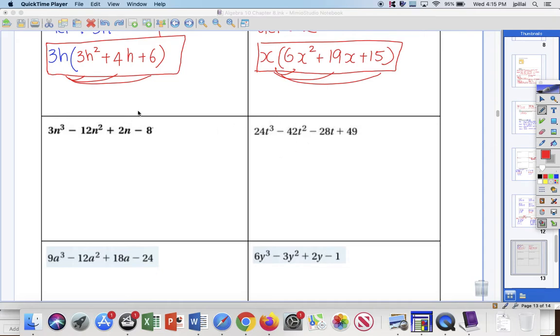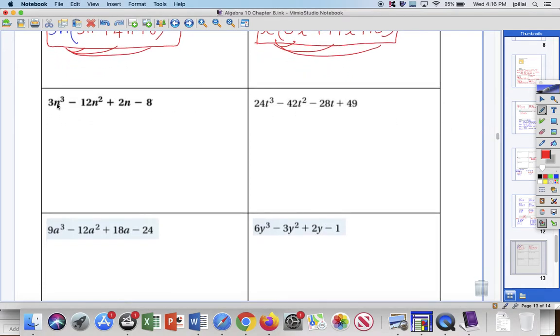All right, guys. So now we are looking at part two of the last section, 8.8, where we are factoring cubic expressions. The first type we did was where there was no constant term, and here there is a constant term. So the four examples are going to have a constant term. Now, how are we going to do this?